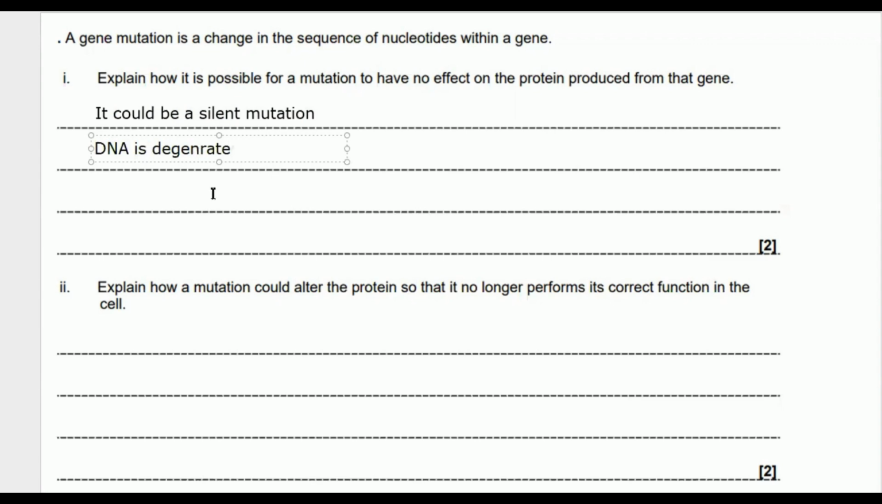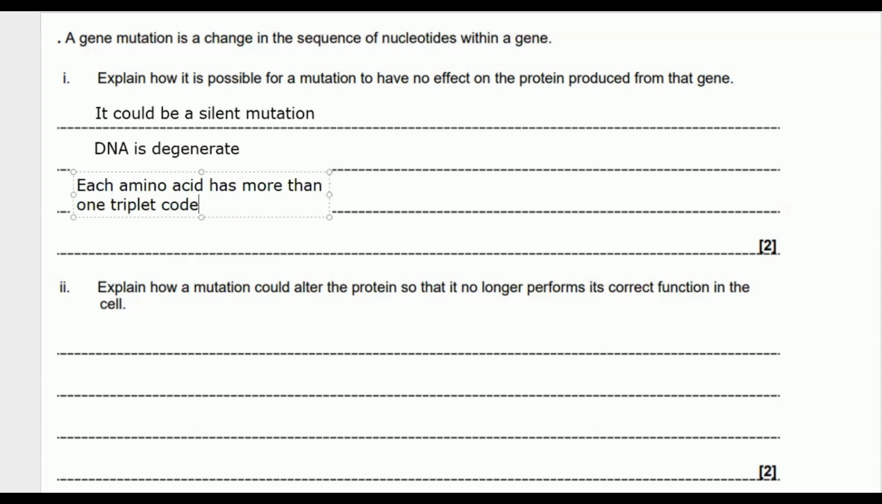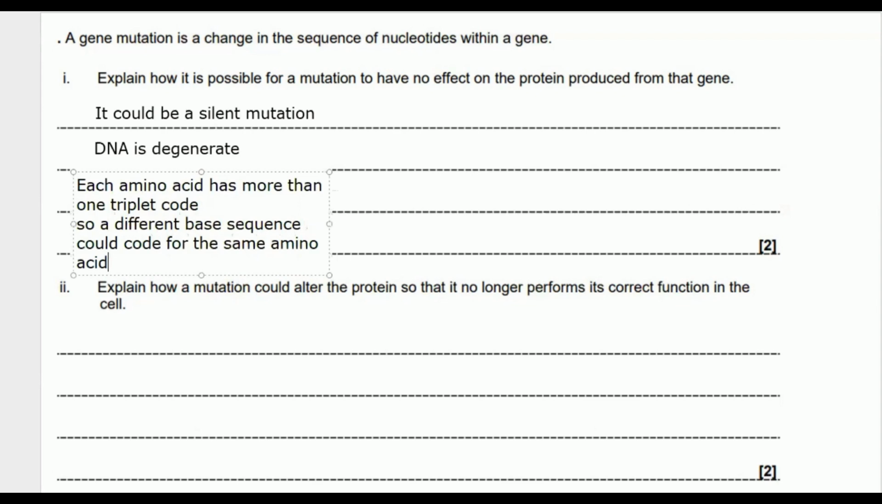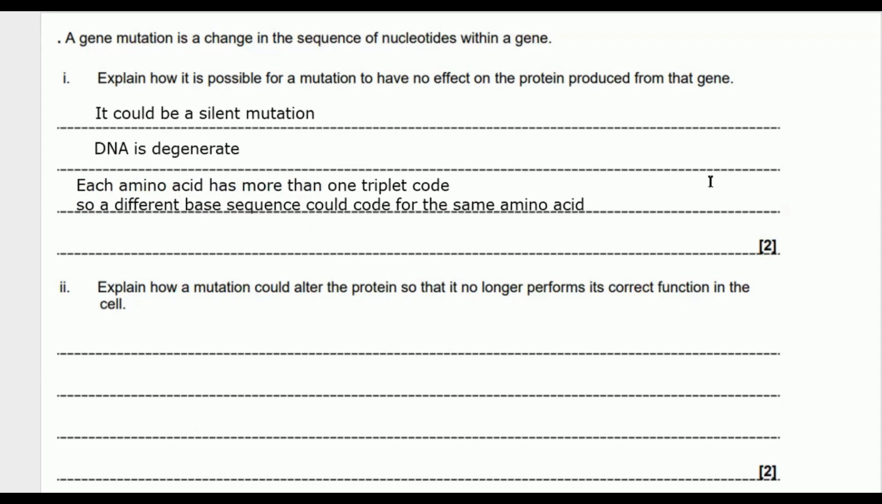And what do we mean by degenerate? Well, that means that each amino acid has more than one triplet code. So a different base or nucleotide sequence could code for the same amino acid. So you won't get a change in the primary and then tertiary structure of the protein if you have the exact same sequence of amino acids. But you could just put silent mutation and DNA is degenerate to explain that whole bit. All right, let's read the next bit.